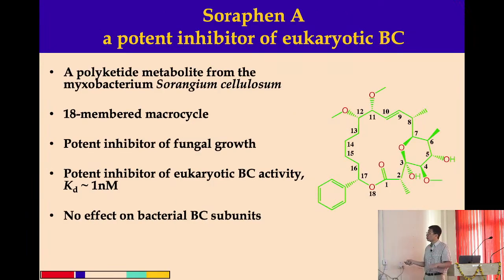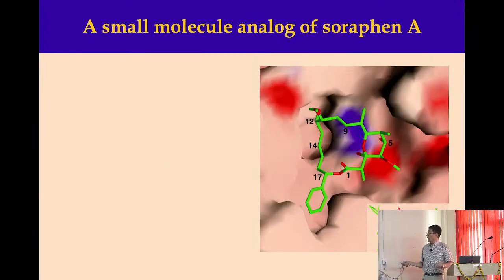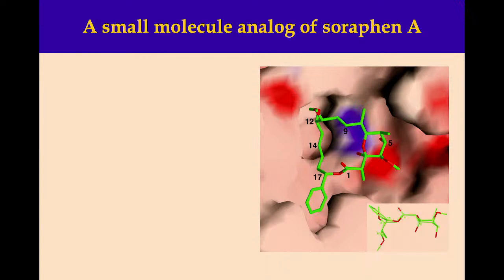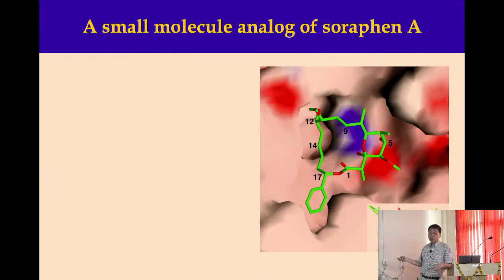So coming back to soraphen A. I showed you it's a very potent compound. A small biotech company called Nimbus became interested in BC as a drug discovery target. They looked at the binding mode of soraphen A to human ACC. They recognized this pocket right there, so they started doing in silico screening.